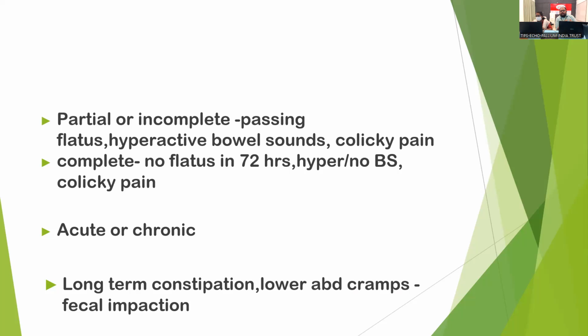When it comes to complete obstruction, there is no flatus in the last 72 hours. There could be either hyperactive bowel sounds or no bowel sounds at all. The colicky pain may also be present with complete obstruction. So there is importance in identifying whether it's complete or incomplete. Then there is acute and chronic, which you can classify based on the duration. A long-term history of constipation and lower abdominal cramps is usually indicative of fecal impaction also. There the fecal material gets impacted and causes the intestinal obstruction.